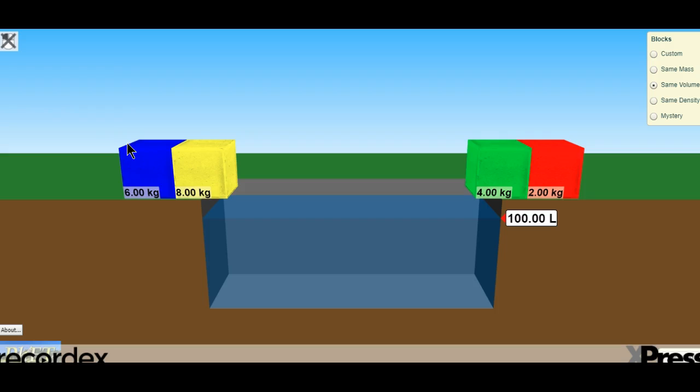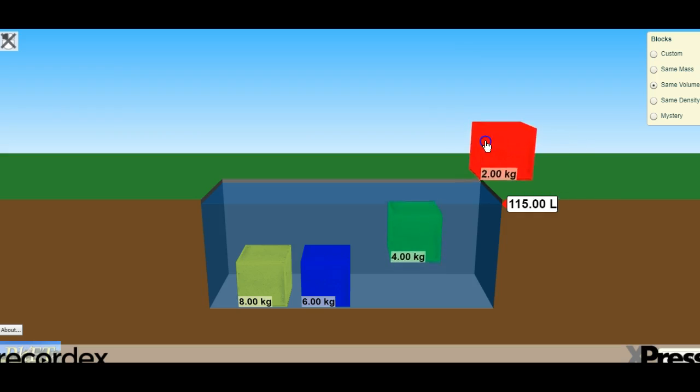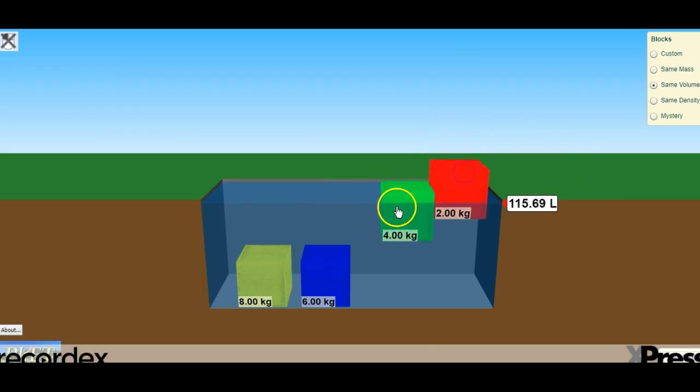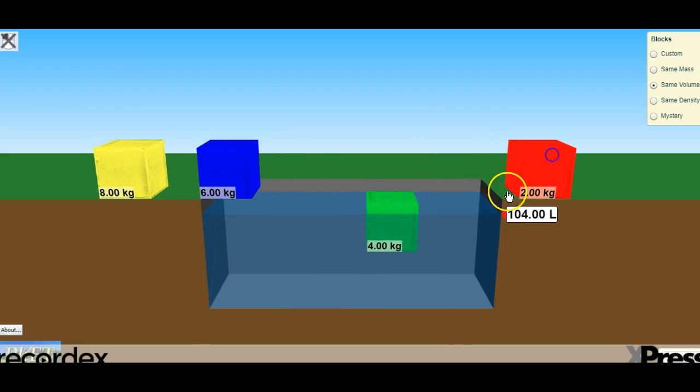So the first question is asking, like, does volume, like these are all the same volume, does volume by itself tell you if it's going to sink or float? So I'm not going to answer that question. I'm just going to throw things in, and you will answer that question. Okay.